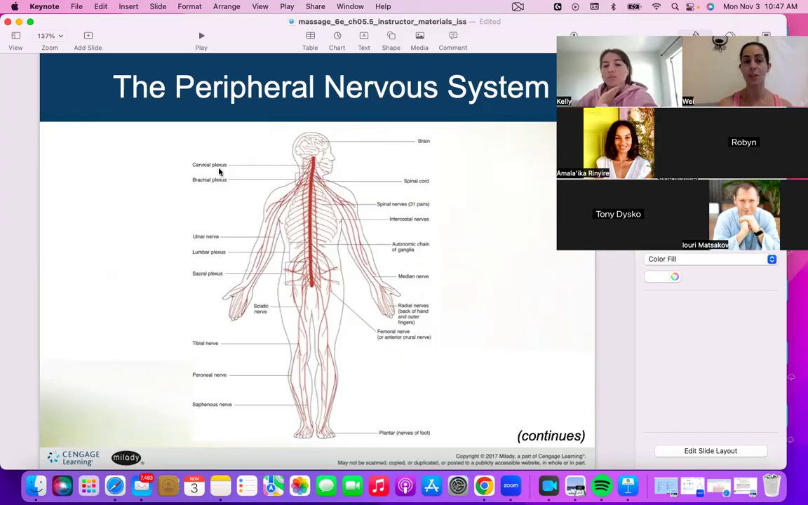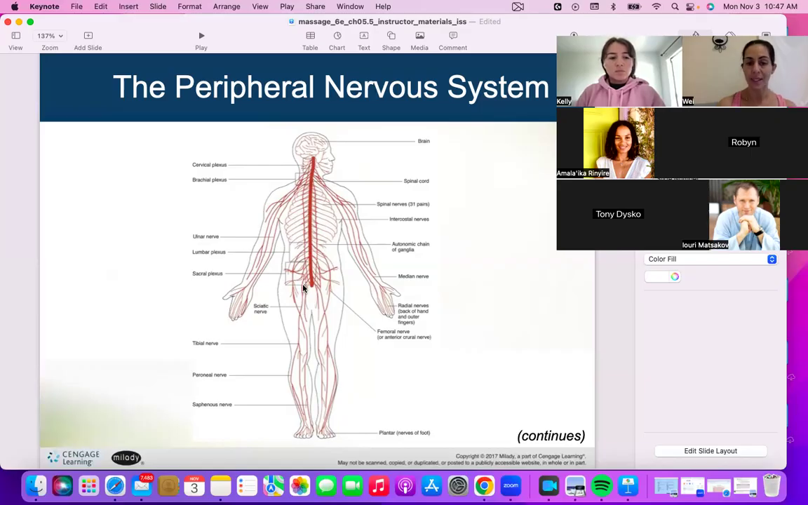So the peripheral has the cervical plexus, so cervical nerves. We have the brachial plexus, which runs down the arm. You have the ulnar nerve stemming from the brachial nerve. Now, when it comes to the lumbar, we have the lumbar plexus. When it comes to the sacral, we have the sacral plexus, meaning a cluster of nerves coming from the sacrum, a cluster of nerves coming from the lumbar, and so forth.